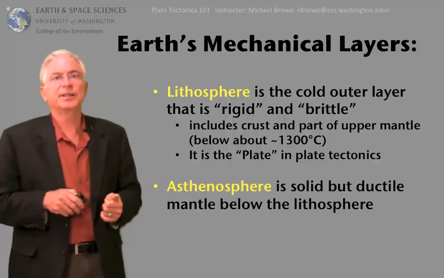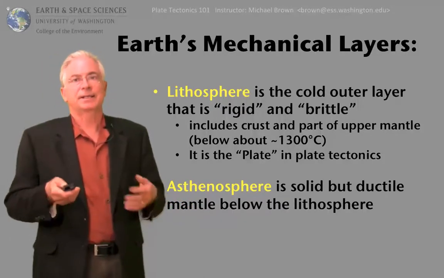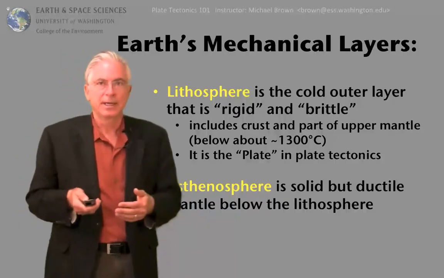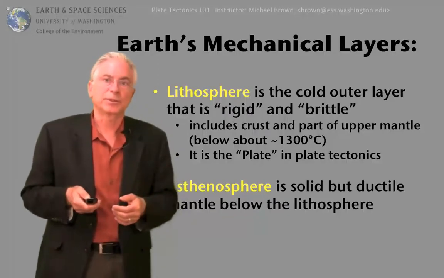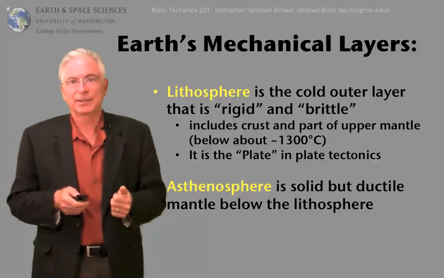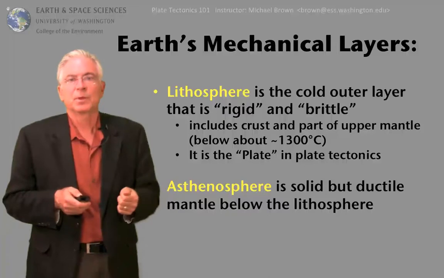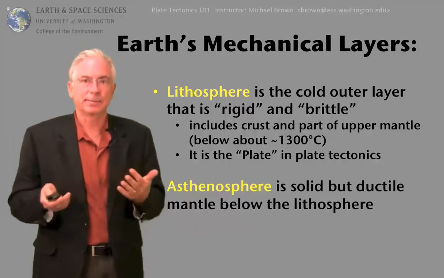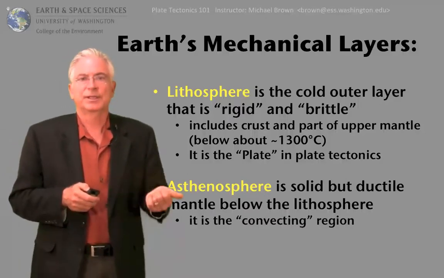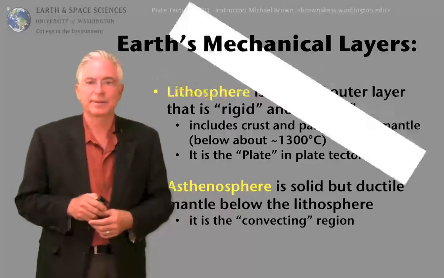Now below the lithosphere, the mantle is warmer, and in this regime, it has enhanced ductility so that it is able to flow under the influence of applied stresses. So we call the portion of the mantle that deforms under stress the asthenosphere, and the portion of the mantle that is rigid and breaks brittly is the lithosphere. So the asthenosphere is the convecting region of the Earth's mantle, and we'll come back to that in a minute.